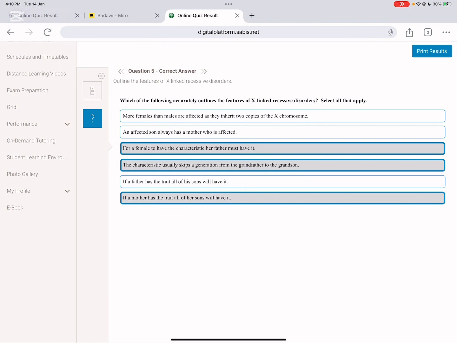If a father has the trait, all of his sons will have it. Remember, we said that is incorrect. Why is it incorrect? Because the father gives the Y chromosome, not the X chromosome. The X chromosome comes from the mother. If a mother has the trait, all of her sons will have it. That is correct, because remember, we said the mother is the one that gives the affected allele.